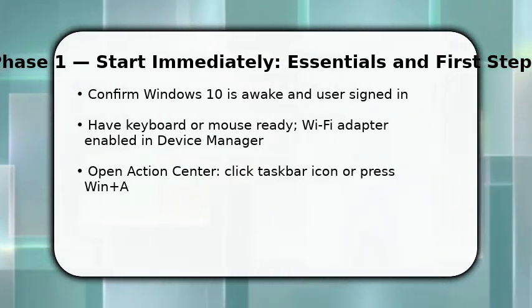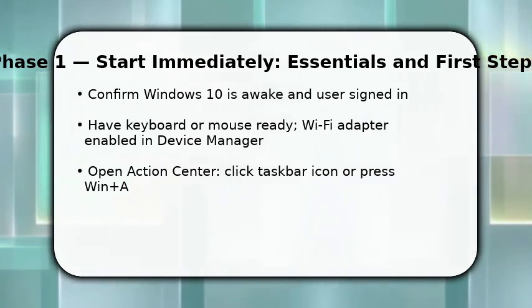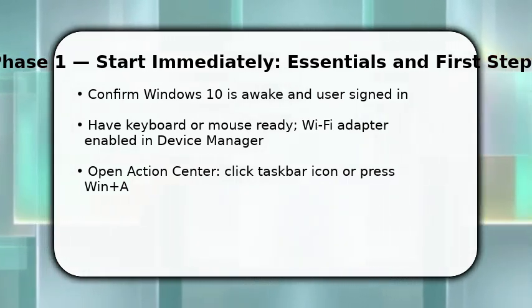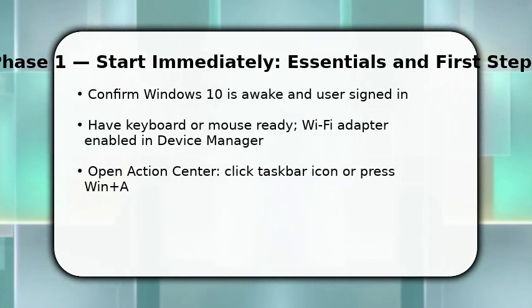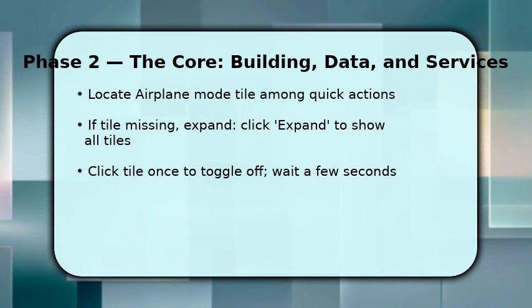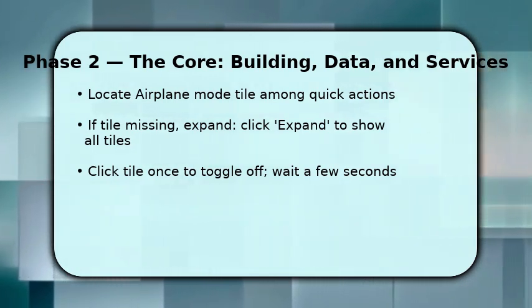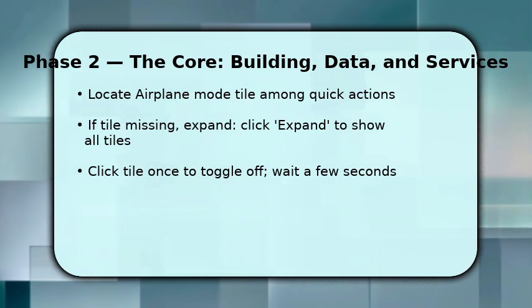This brings up quick action tiles so you can act immediately. You're ready for the first visible control, the Airplane Mode tile. Locate the Airplane Mode tile in the Action Center. If you don't see it, click Expand to reveal all quick actions. Click the tile once to toggle it. When off, the tile is no longer highlighted.